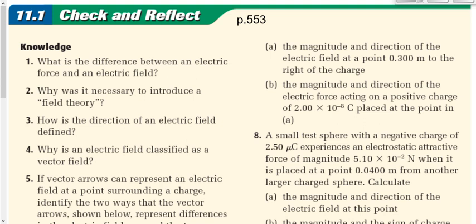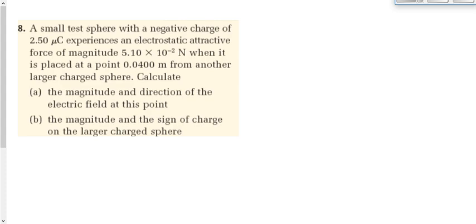Number 8 says a small test sphere with a negative charge of 2.5 microcoulombs experiences a force of magnitude 5.1 times 10 to the negative 2 newtons when it's placed this far from another larger charged sphere. This is a good question. Calculate the magnitude and direction of the electric field at this point.